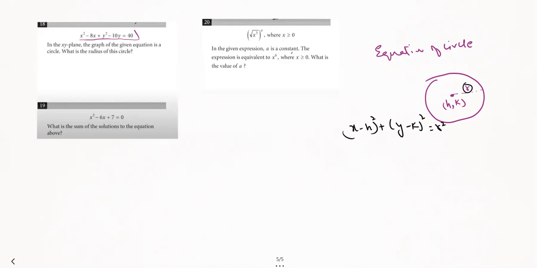Now r is the radius, and h and k are the center points. So the equation should be written like this. Now over here, if you look, it's not written like this. It's in the form x square minus 8x plus y square minus 10y is equal to 40. So we will be using the method of completing the square in order to convert it into this form.